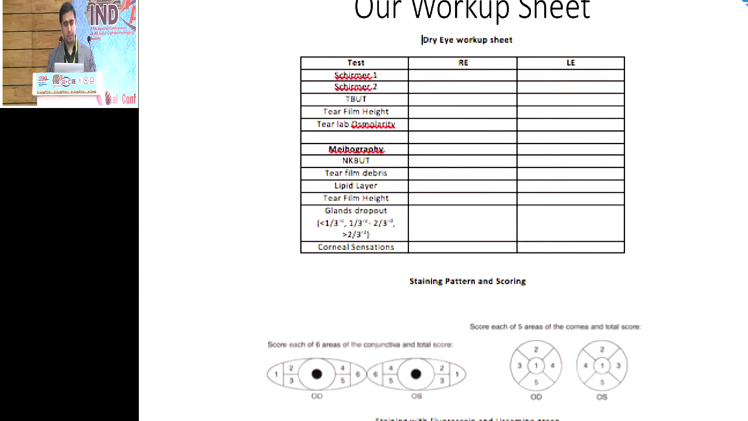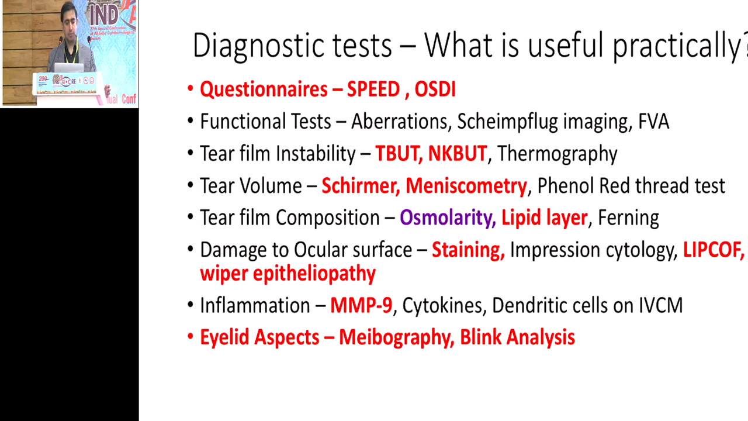This is our workup sheet, which we had designed in Shroff Eye Center to look at various different things. This is given to each dry eye patient along with a SPEED questionnaire. And then we give this to the patient after that. We score it, we draw it, we kind of explain what your diagnosis is. And then the treatment plan is also mentioned in this sheet.